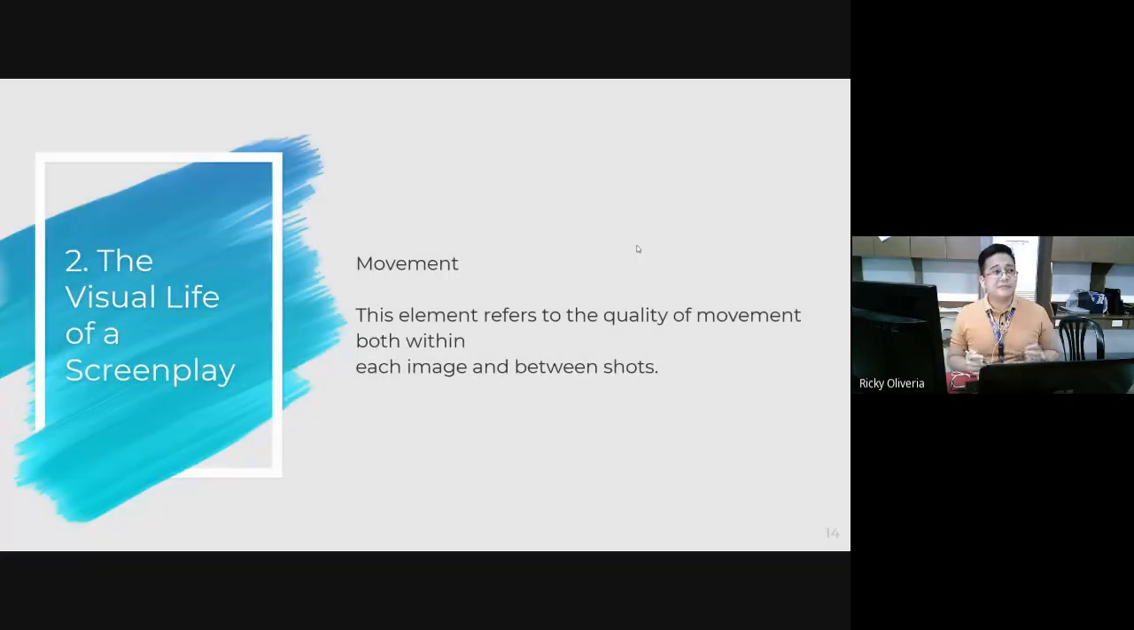Okay. Next is movement. This refers to the quality of movement both within each image and between shots. So would it be fast? Would it be slow? Okay, yung mga ganon. Movement of the characters. Pinag-uusapan din nila yan.